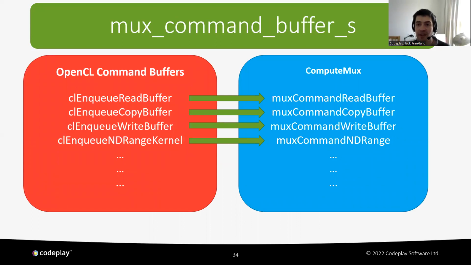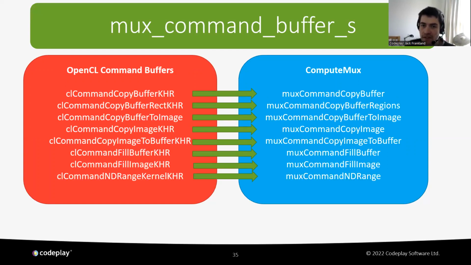So I mentioned there that we were using MUX command buffers to implement regular OpenCL commands. And in the red box on this slide, I've got some of the more common enqueue APIs in OpenCL for enqueuing commands to a CL command queue. And then in the blue box, I've got some of the MUX APIs that add MUX commands to command buffers. And under the hood in our OpenCL implementation, this is how we implement these OpenCL APIs. So you can see the mapping is one-to-one. For each command API in OpenCL, there's a corresponding one in Compute MUX.